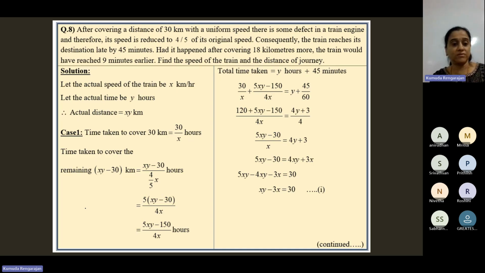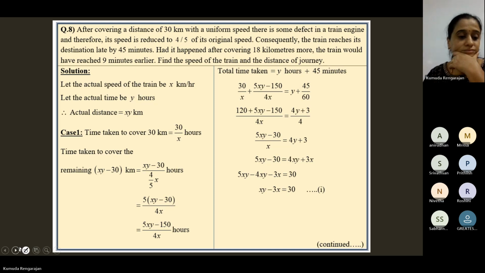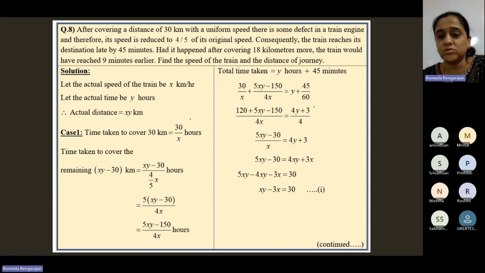I'll just do it the same way I've done it here. I've taken in terms of time, because you have different ways of solving this. If you want to construct the equations in terms of time, the total time taken. See here, distance is speed into time. Find the speed of the train and the distance of the journey.